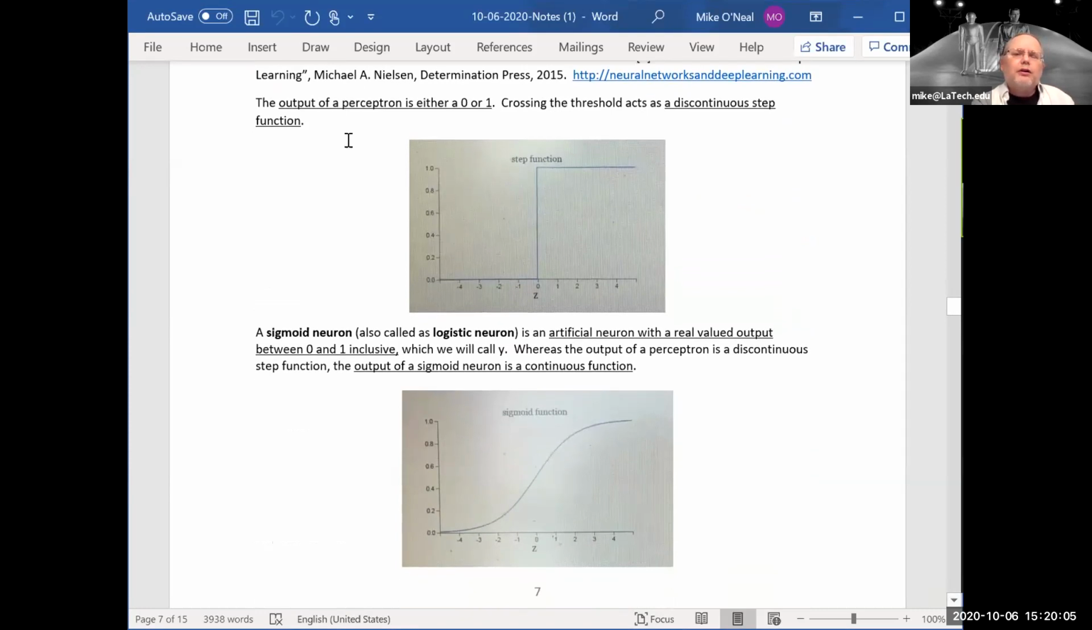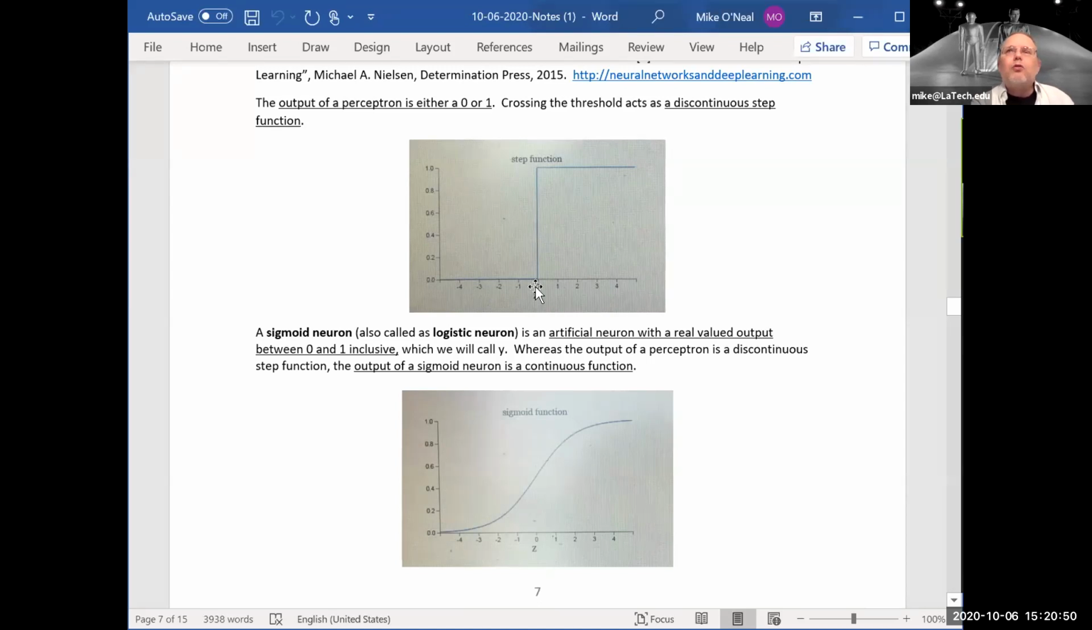Well, with the perceptron, the output is either 0 or 1. If you think about this axis as the output, and this axis as the input, the weighted sum of the inputs, once the sum reaches 0, you have this discontinuity that switches the output to 1. So the output is either 0 or 1, and you have this discontinuity here. It's either 0 or 1, nothing in between. It instantaneously jumps at 0.